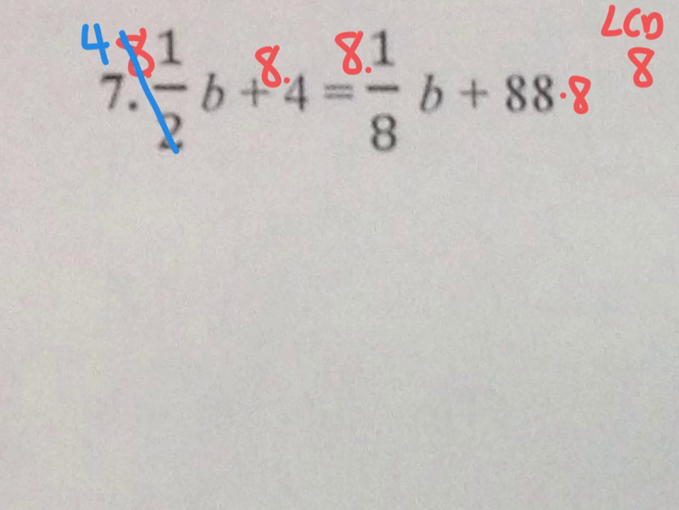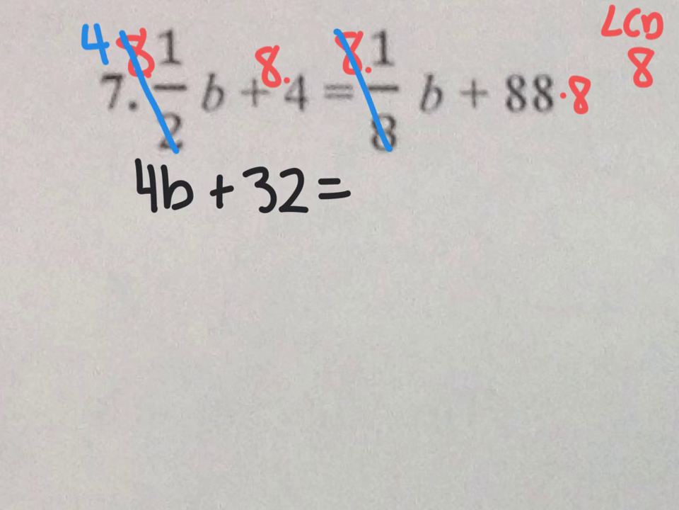And, okay guys, take it easy. We're not there yet. Okay, so 4 times 1 is 4b. Okay, and then plus 8 times 4 is 32. And then equals, and up here the 8 over 8 cancels out. So you end up with 1b, or just b. And now the 88 times 8 is what? 704. Okay, so I want to put plus 704. So we got rid of both fractions at the same time.